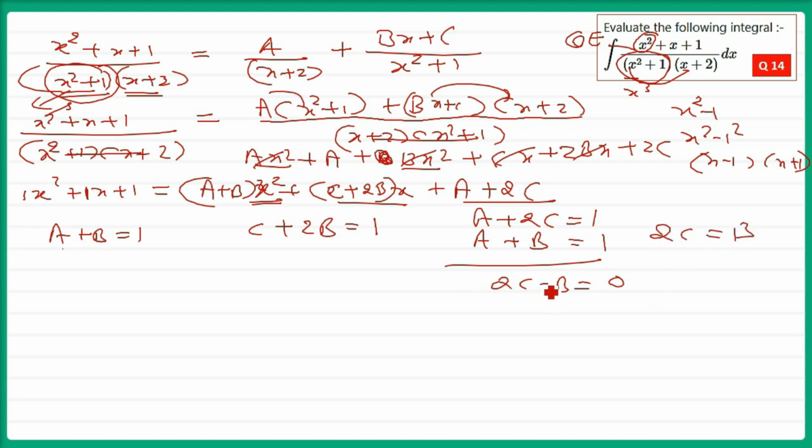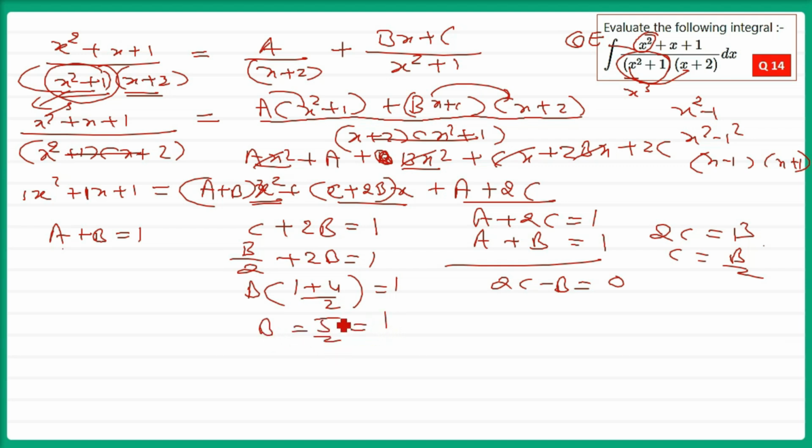So 2c became equal to b, or you can write c equals b by 2. Now c and b are together in the middle equation. Now you can replace here c by b by 2. 2b is already there. It's equal to 1. So this will be half plus 2, it's 5 by 2. So you'll get b equals 2 divided by this 5 by 2. 2 by 5 becomes when it goes on the right.